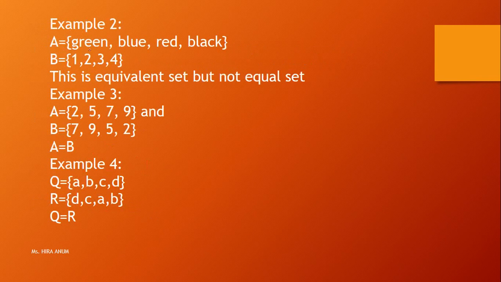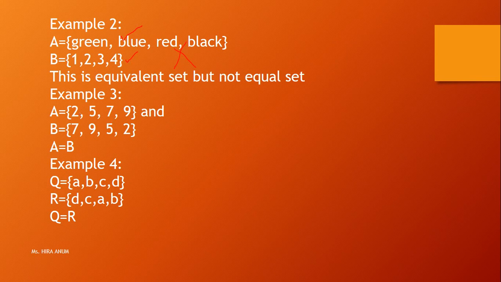A equals green, blue, red, black. B equals 1, 2, 3, 4. Then you can see this is an equivalent set but not an equal set, because these are colors and these are counting numbers. So this is not an equal set, but it is an equivalent set.